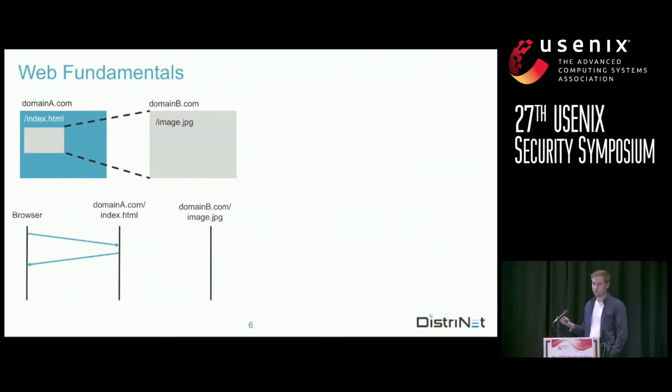So when a user wants to visit our index page, the browser will send an initial request. When rendering this page, it will notice a reference to the image, and it will automatically send a separate request to fetch the image. This is called a cross-site request.